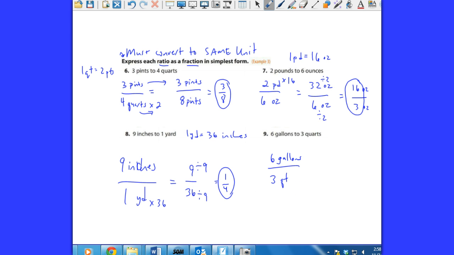Okay, so 1 gallon is 4 quarts. So let's multiply the gallons by 4 and turn those into quarts. If one of them is 4, 6 times 4 is 24 out of 3. And we reduce that down. 3 actually goes into 24 8 times, so you have 8 over 1 or 8. It's the answer to number 9.